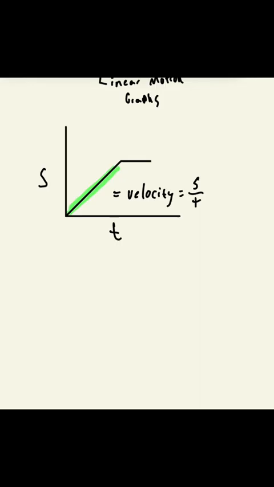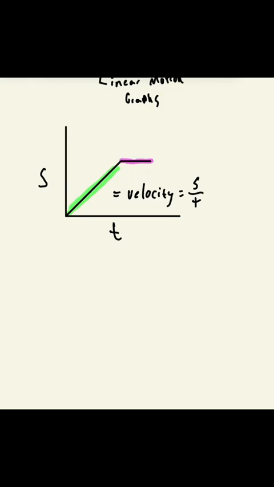So if we have a steeper gradient, if the gradient was more like this, then it would mean we have a higher velocity. But if we have a horizontal line, which we do at this point here, then that indicates that the object is stationary, or it's not moving, because there's no further displacement.